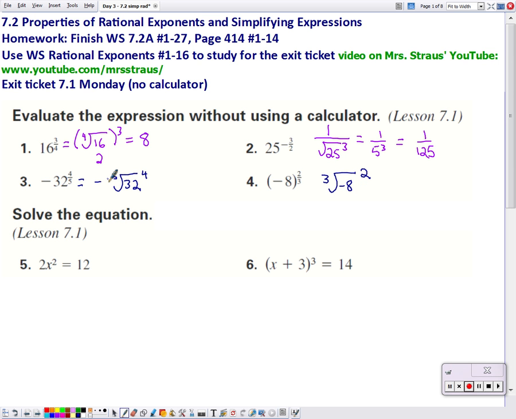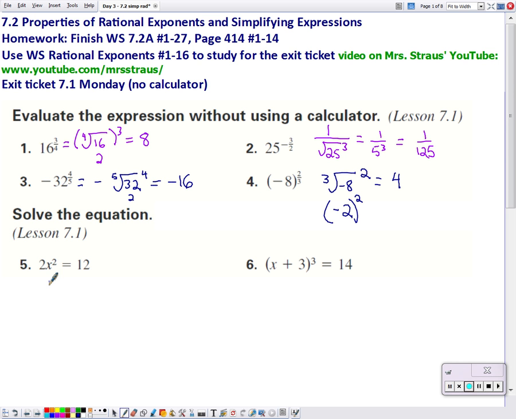So, returning to number 3, the 5th root of 32 is 2, 2 to the 4th is 16, and then this negative makes it a negative 16. For number 4, the cube root of negative 8 is negative 2, and then negative 2 squared is 4.